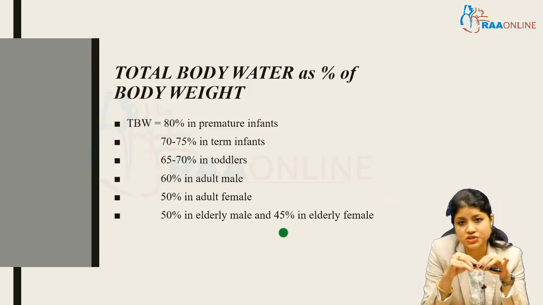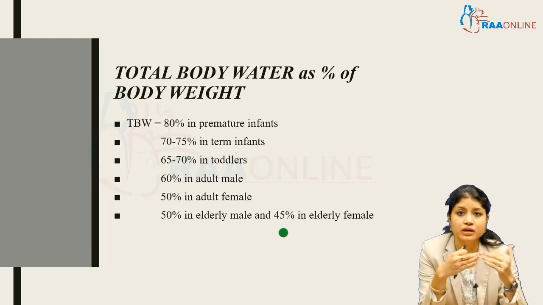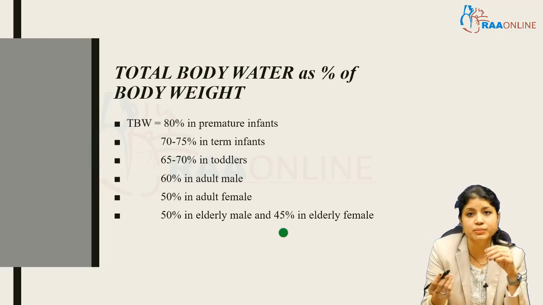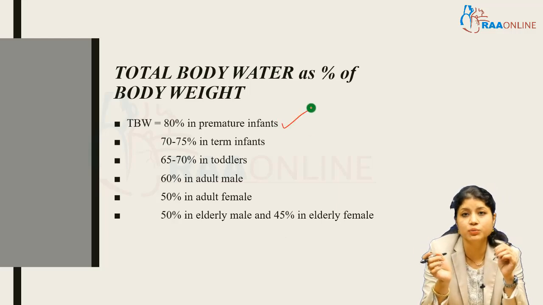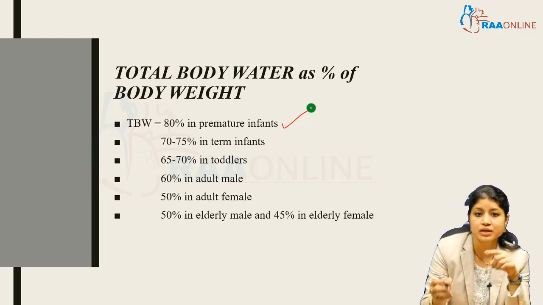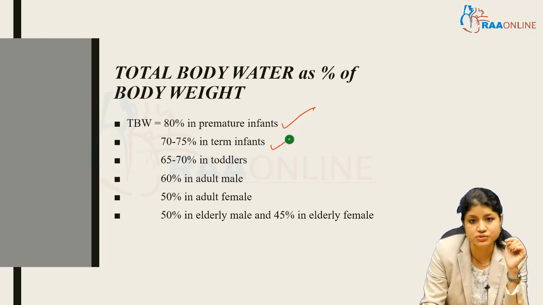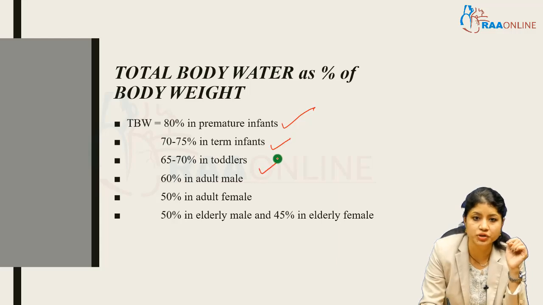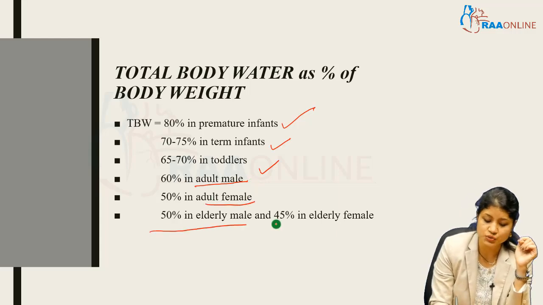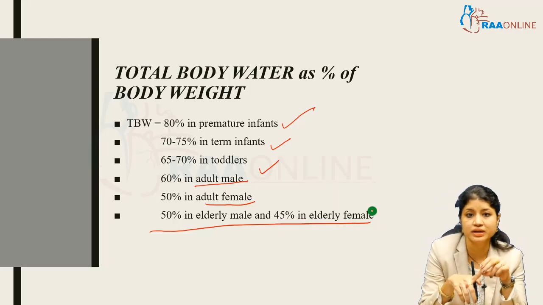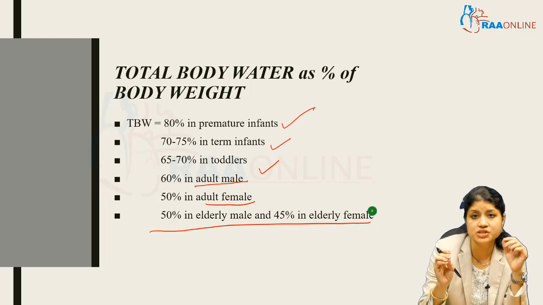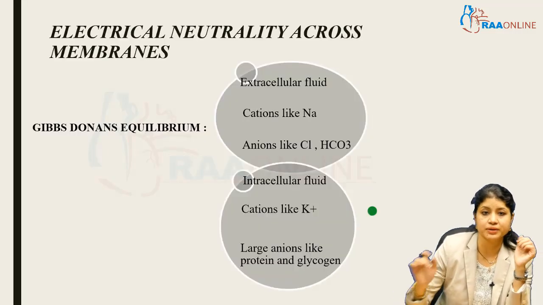So, in percentage of body weight, how do we guard our total body water? When it comes to a premature infant, it is about 80% of the body weight. So, the entire body water in a premature infant will be 80%. In a term infant, it will be around 70 to 75%. In a toddler, it is going to be around 65 to 70%. In an adult male, we come down to 60%, and in a female, it is around 50%. Whereas, as you age, you come to 50% in an elderly male and 45% in an elderly female. This is the percentage of water as per your total body weight.